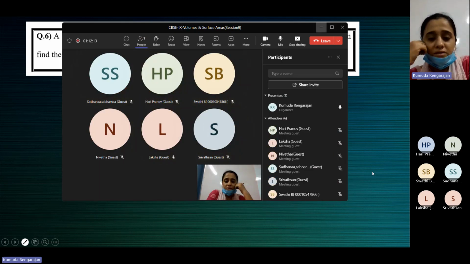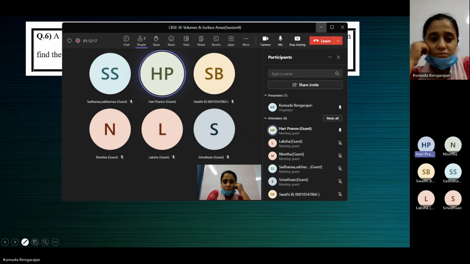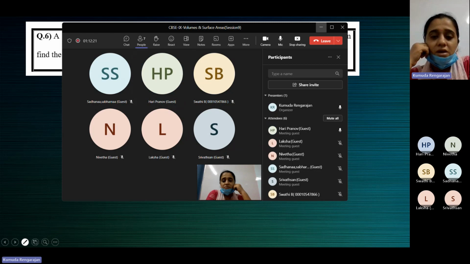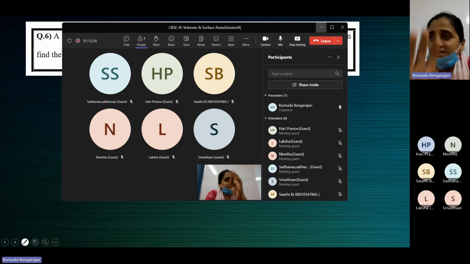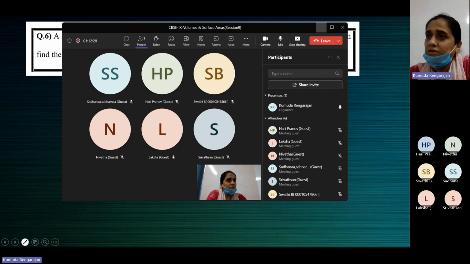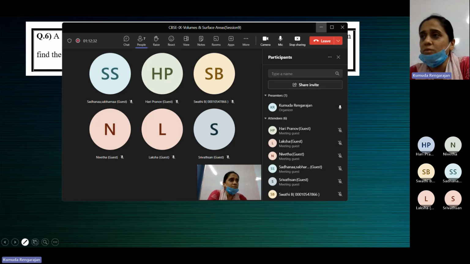When there are two radii, what will be the formula? Two by three pi into R cube minus r cube. Correct, two by three pi. It's actually two by three pi r cube, right? When there are two radii, it will be two by three pi in bracket capital R cube minus small r cube. The two by three pi r cube will become R cube minus r cube.